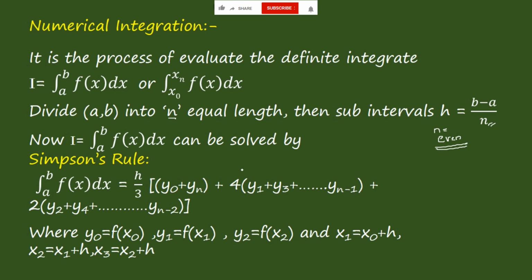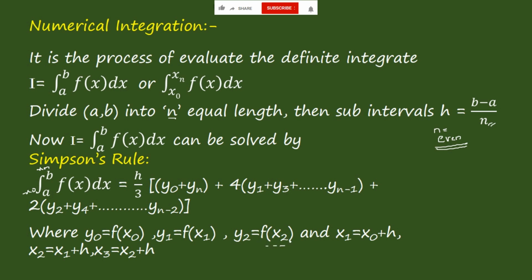Now, how to solve an integration is nothing but by using Simpson's rule. Integral a to b f of x dx, or x naught to x of n, is equal to h by 3 into y0 plus yn plus 4 times of y1 plus y3 plus so on to yn minus 1 plus 2 times of y2 plus y4 plus so on to yn minus 2, where y0 is equal to f of x0, y1 is equal to f of x1, y2 is nothing but f of x2, and so on.